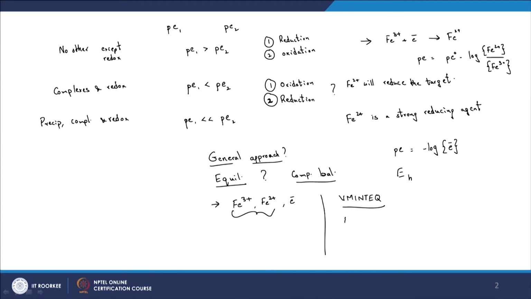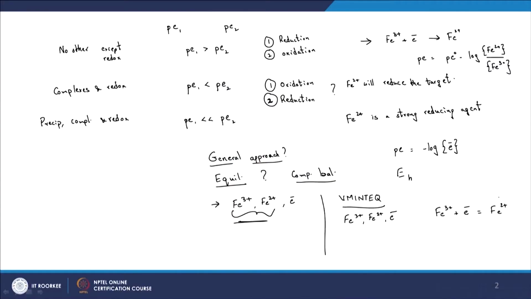So Visual MINTEQ will choose Fe3+, Fe2+, and the electron as components. But something that I haven't mentioned here is the issue that if this is written with such formation equations, you can form one of your components from the other two components, which hits at one of the fundamental aspects of our component balance equations. So how does Visual MINTEQ go about this?